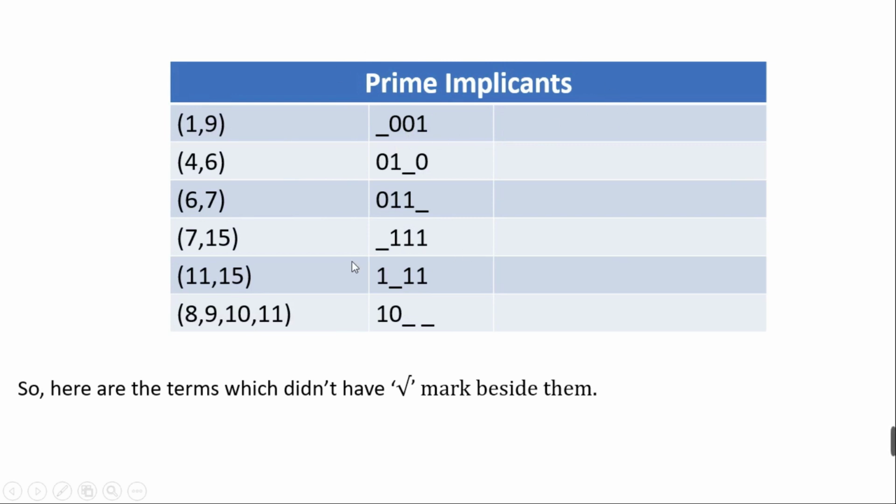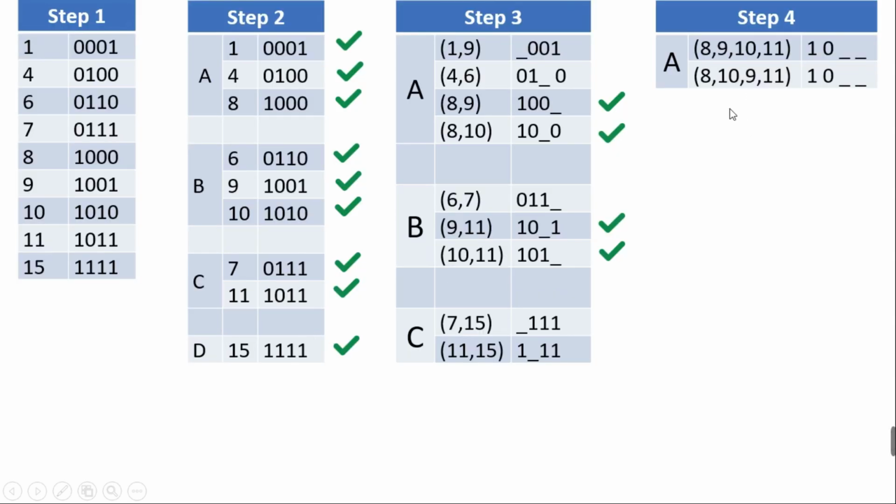Alright, so you may have one question: we have written only 8, 9, 10, 11, so why didn't we take 8, 10, 9, 11?